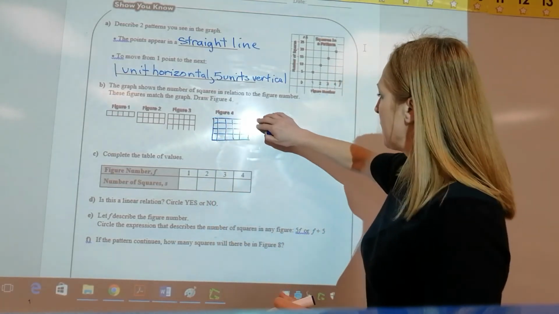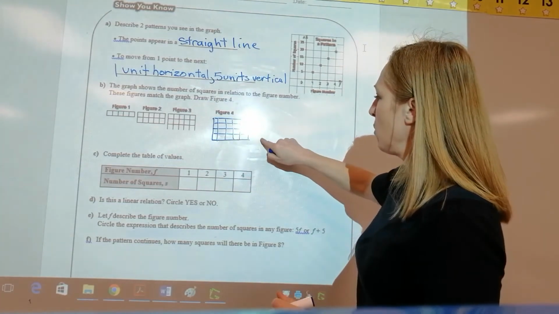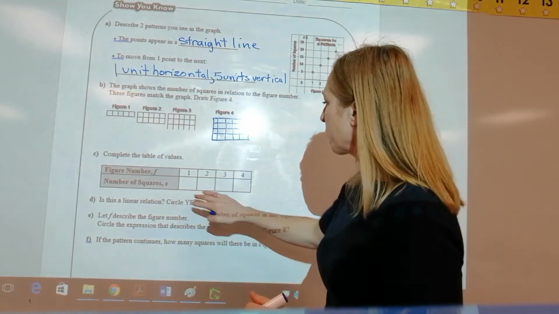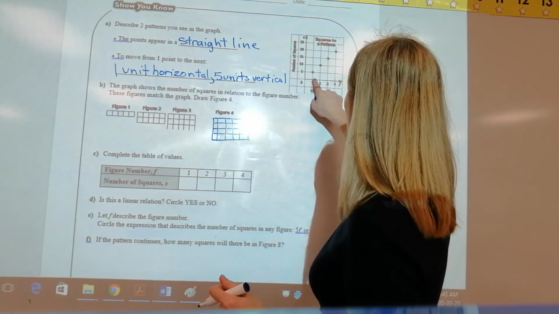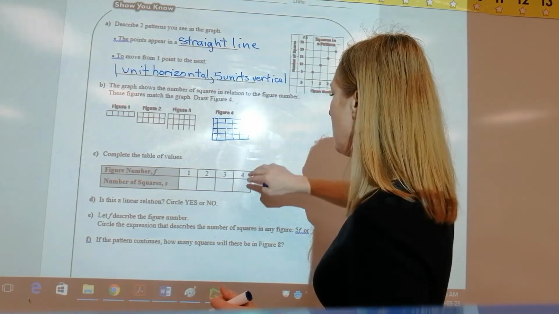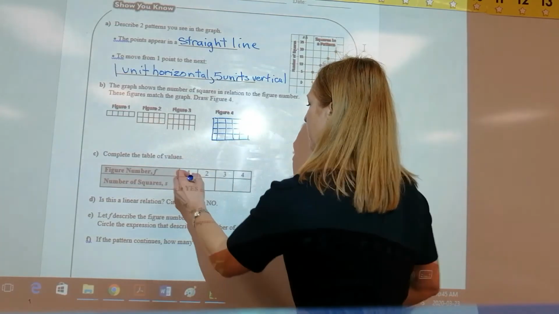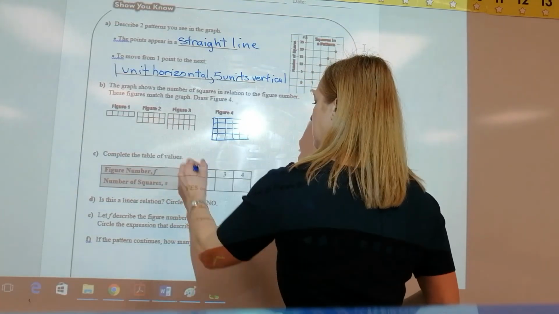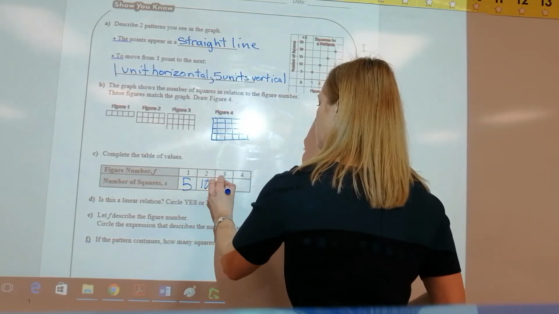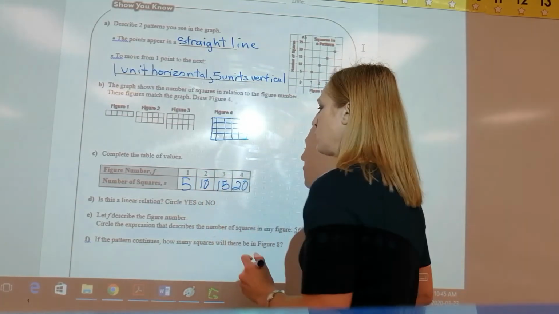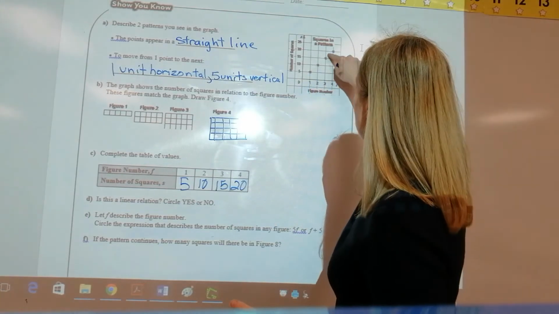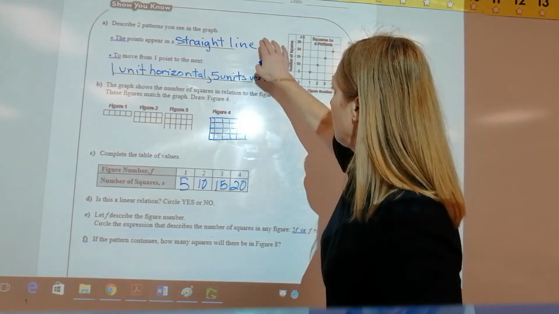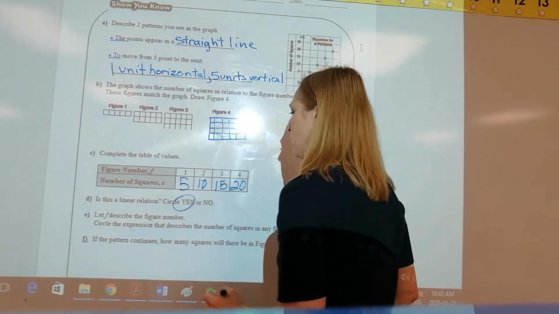All right, I've added one extra row here, so I have 20. Figure number 1, 2, 3, 4. Number of squares, there were 5, 10, 15, and 20. Is this a linear relation? Well, of course it is. The points are in a straight line, and we already mentioned that up there earlier.